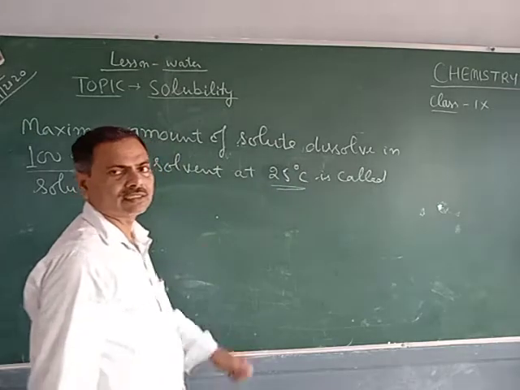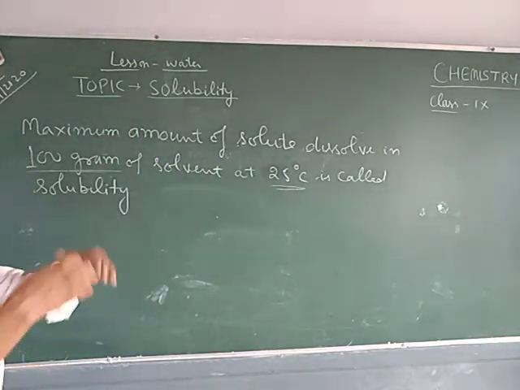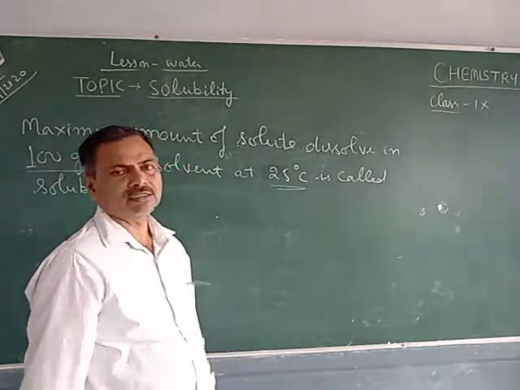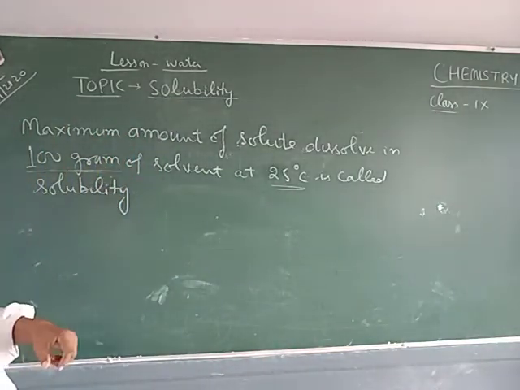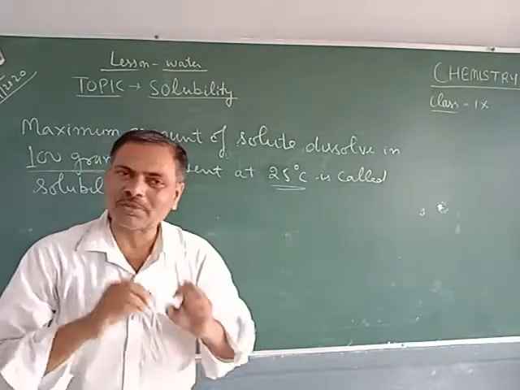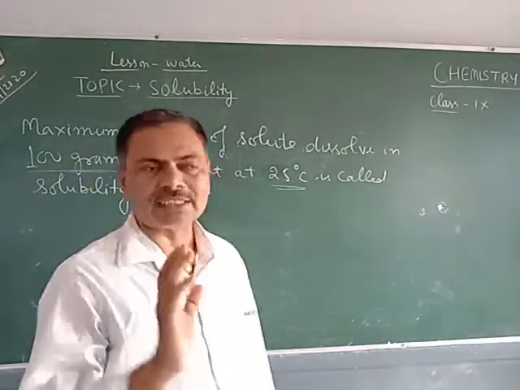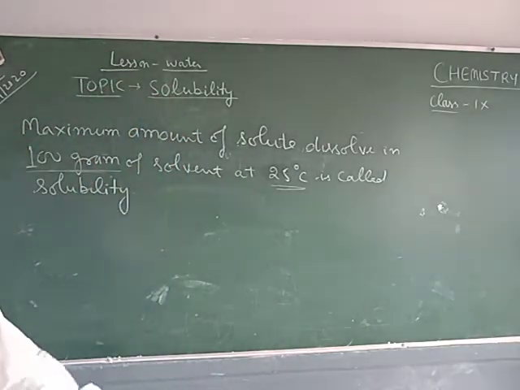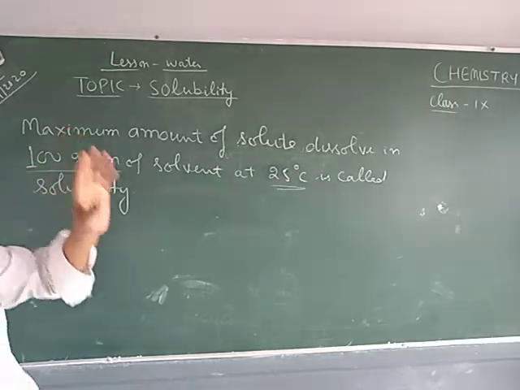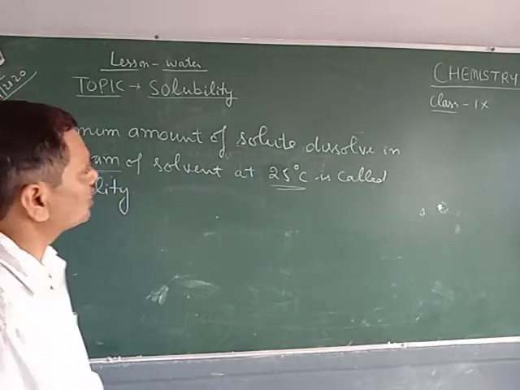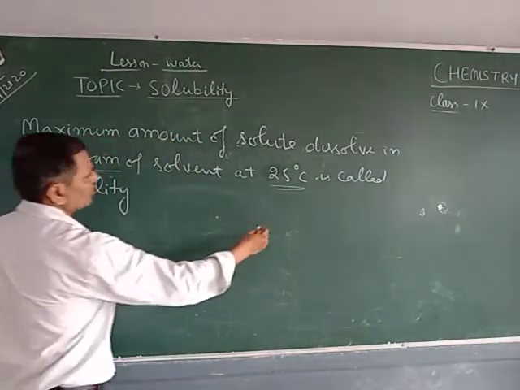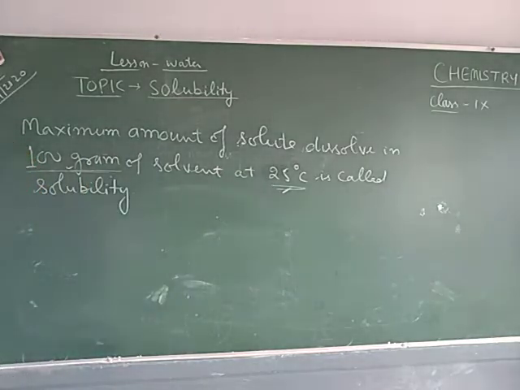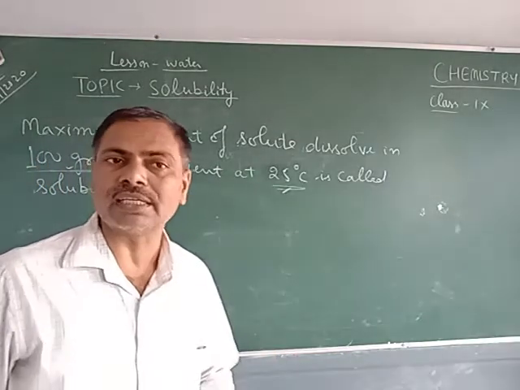You have to keep in mind that the solvent must be 100 gram and the temperature must be 25 degrees Celsius. Because if you increase the temperature, more amount of solute will be dissolved. If you increase the amount of the solvent, again more amount of solute will be dissolved. That is why in the standard definition of solubility, the mass of solvent must be kept 100 gram and the temperature must be maintained at 25 degrees Celsius.